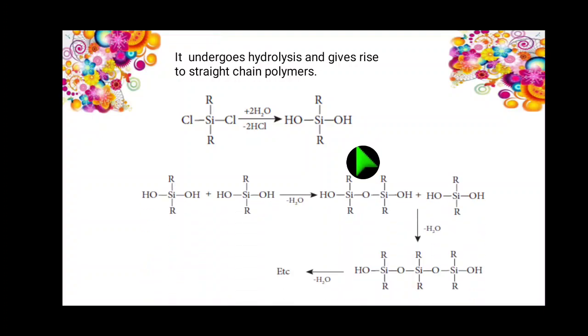Next, suppose 2 units are added. So from that, OH and OH are near to each other. A water molecule is removed. So we can get straight chain polymer. In each unit, water molecules are removed, right? So we can get linear polymer. So if you want to get a straight chain or linear polymer, the reactant must be dialkyl dichlorosilane R2SiCl2.